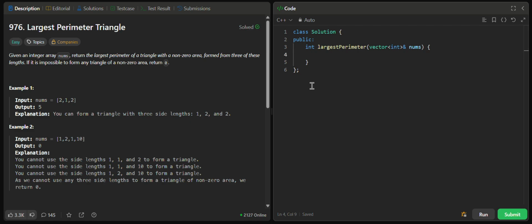Okay, so hello everyone. Without wasting any time, let's start with this question. The question is LeetCode 976, Largest Perimeter Triangle.